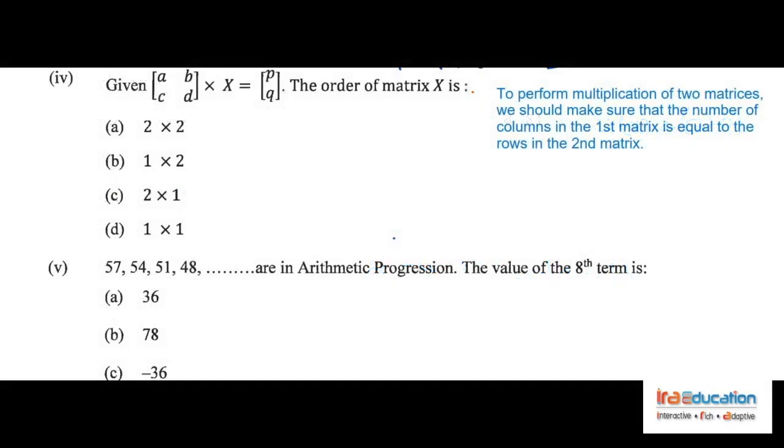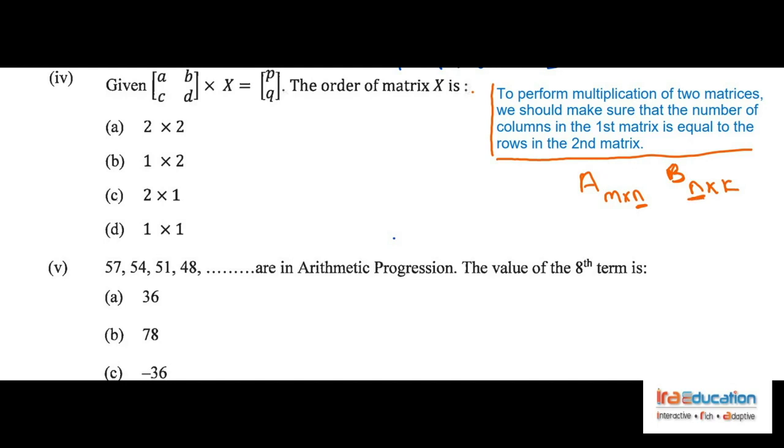Now let us try to understand how to solve problem number 4, which talks about order of matrix. But before I go into the solution of the problem, please remember this. If I want to multiply two matrices, let us say A, whose order is m cross n, and B, whose order is n cross k, matrix multiplication is possible if and only if the number of columns in A is equal to the number of rows in B. Only then matrix multiplication is possible.